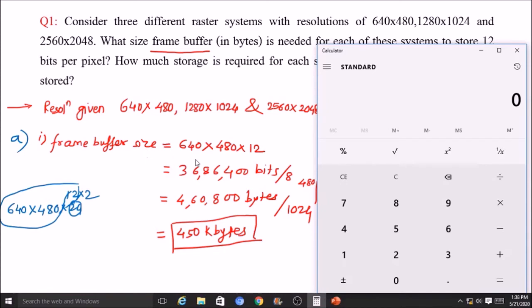So this multiplication is calculated by using a calculator. So 640 by 480 multiplied by 12. So it is 640 multiplied by 480 into 12. That is the number of bits we are getting, that is 3686400. If you want to convert into bytes, you have to divide by 8. So that is nothing but 460800 bytes. Now if you want to convert into kilobytes, then divide by 1024. So that is nothing but 450 kilobytes.